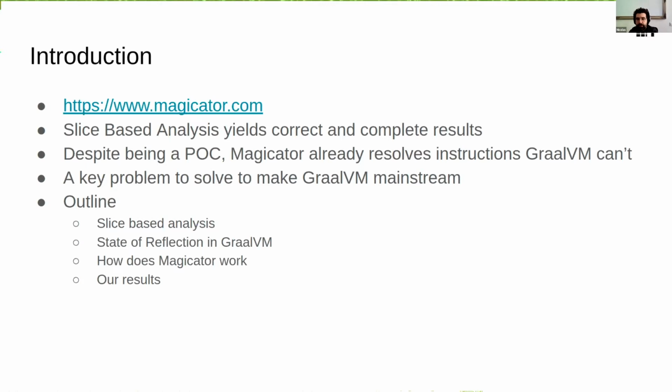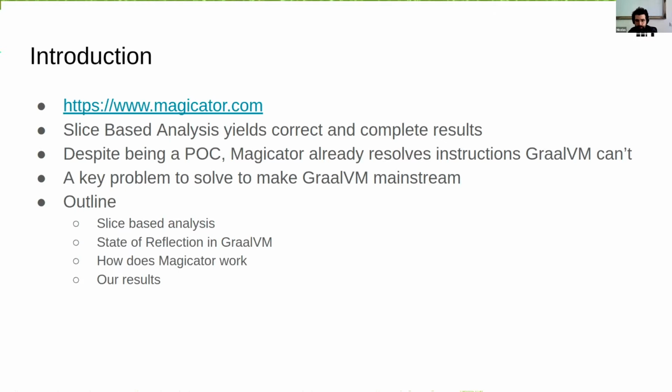So the first thing we did is we used something we call slice-based analysis to try to resolve reflection. And because it was actually much harder than we expected, we were able just to build a proof of concept. And that is already, as you can see online, resolving instructions that GraalVM cannot. So we're able to go much further than what the dynamic agent can do, and what GraalVM can do already. And we think that's one of the main problems to solve to make Graal mainstream. So this is a problem we're really interested in fixing.